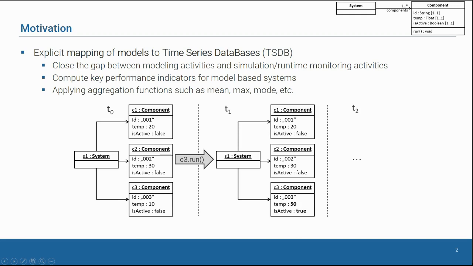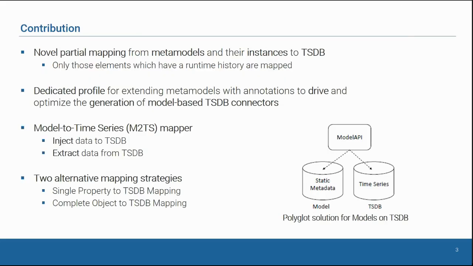By linking models to time series databases, these changes can be displayed and maintained over time. To achieve this interconnection, we have developed a new partitional mapping from metamodels and their instances to DSDB, whereby only elements with runtime histories are mapped to the DSDB. Thus, it is a polyglot solution where the static information remains in the model and the dynamic history is stored in the database. Our model-to-time series mapper enables, on the one hand, to inject data to the DSDB, and on the other hand, to extract data from there.